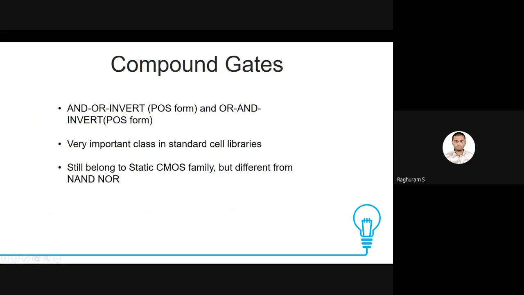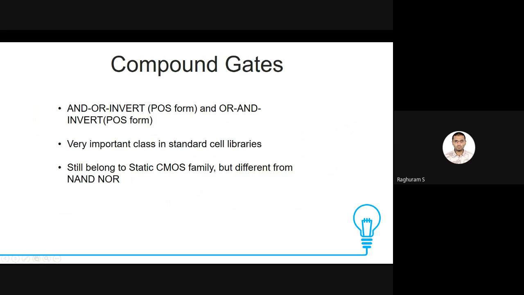So the next topic, again, we are still in static CMOS only, but this is a different type of gate which is called a compound gate. So we have the basic gates, which are our inverter, NAND, NOR, AND, OR, etc. And this is a slight modification of that. It is called a compound gate because it can implement different types of functions. And generally, there are two types of these compound gates.